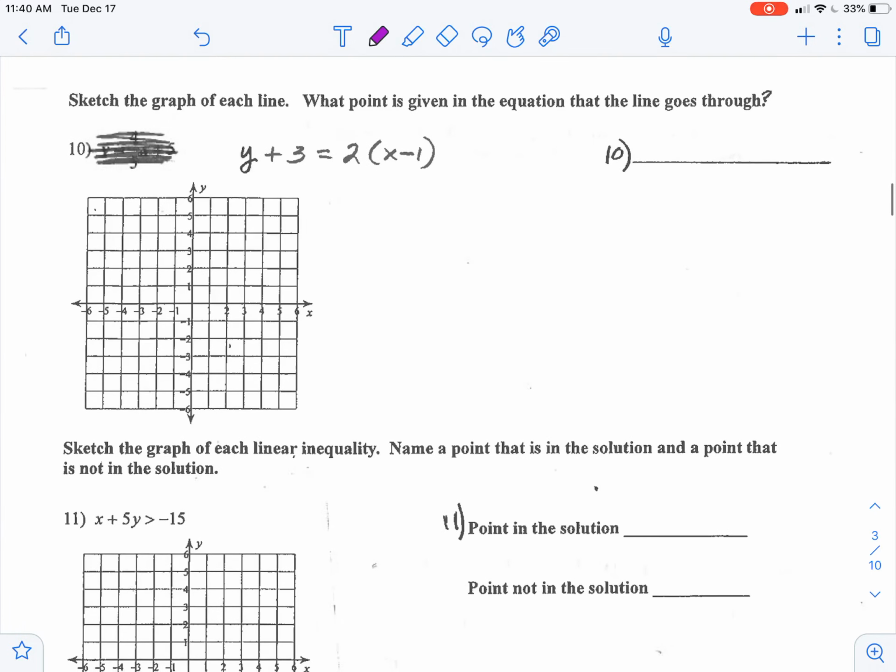Number 10. This one you are going to sketch the graph. And I want to know, starting off, what point is given in the equation that the line goes through. So remember, we have talked about our point slope form.